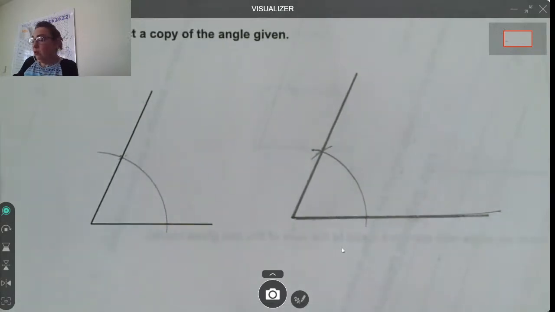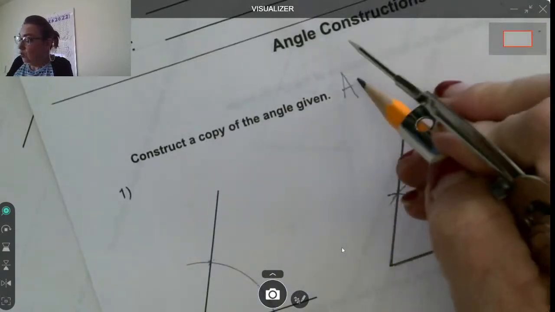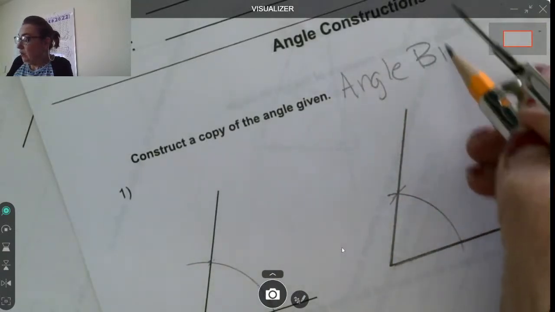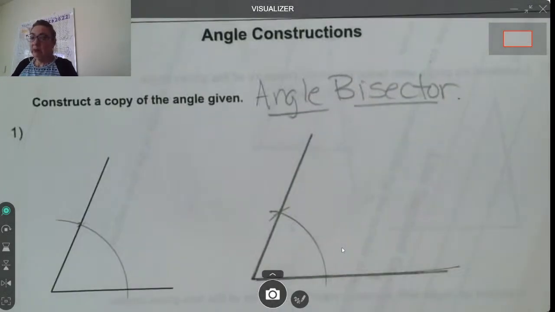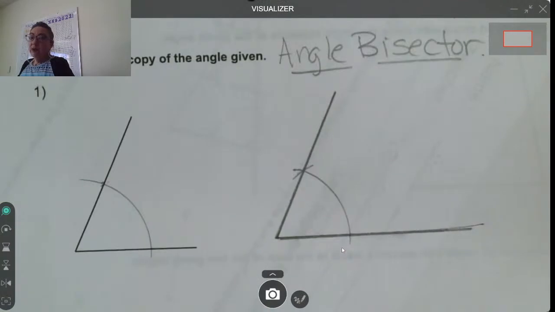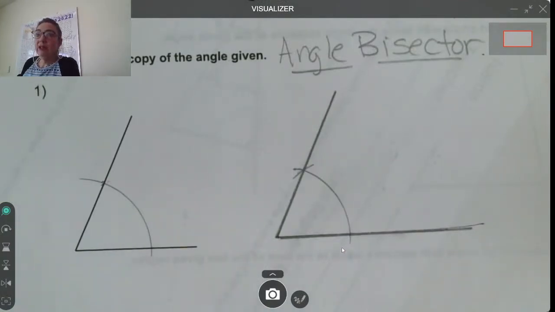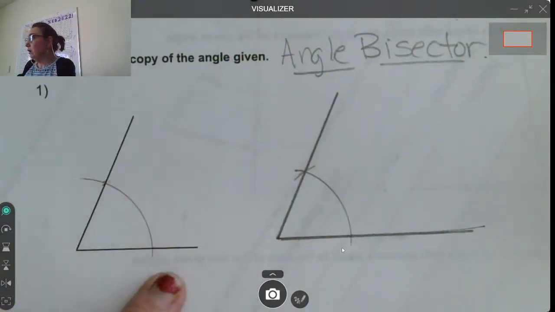Now, we're going to use number 1 because we have a clean copy on number 1. And we're going to make an angle bisector. Now, what does angle bisector mean? It's going to cut the angle into 2 equal parts. We know what an angle is, and we know what a bisector does. The reason I chose number 1 is we've already made this arc right here, and we can use that arc.